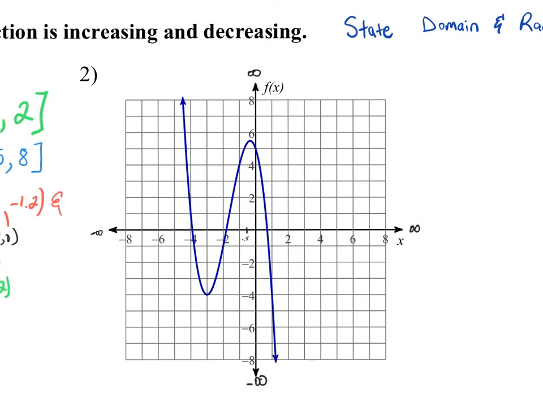So as I'm talking about domain and range, this function is going to forever get wider. It's going to forever extend on both ways. So what is my domain for a function that is going to forever extend in both directions? Negative infinity to infinity. Perfect. My domain is going to be negative infinity to positive infinity. Good.